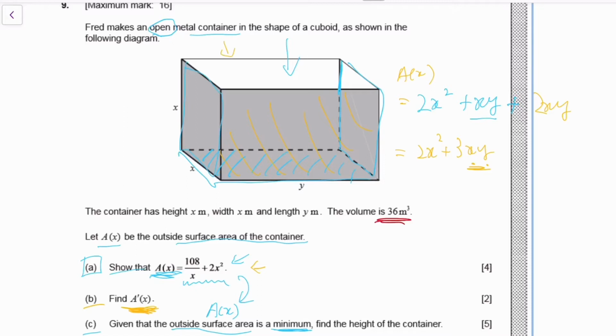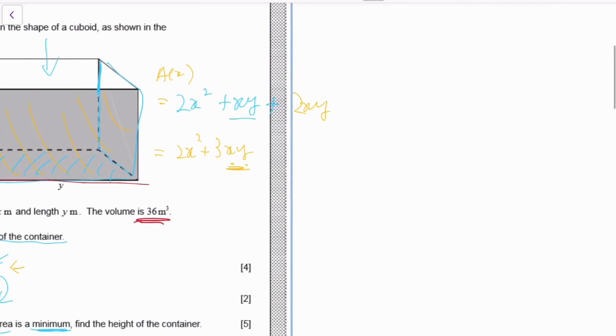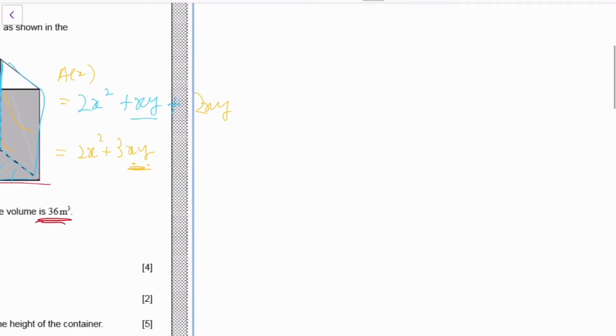This is actually useful. So this is where we look at how you calculate the volume. This time, it's easy. Volume is just base times length times height. So the volume is obviously x times y, which is given to be 36. What that means is x squared times y is 36.